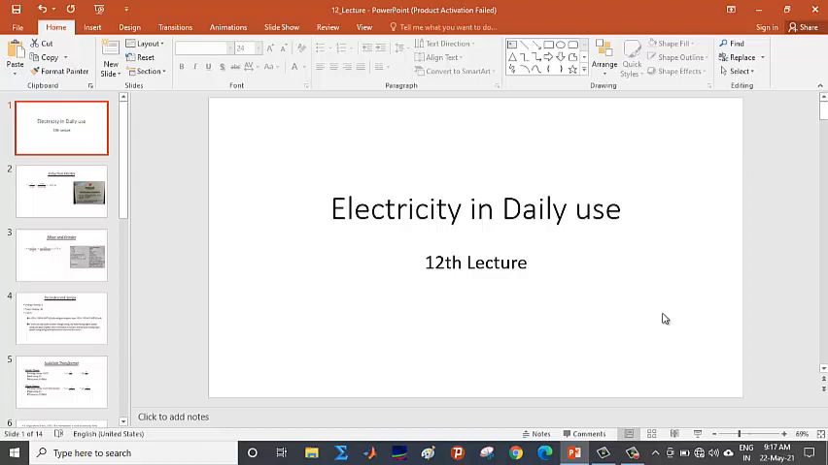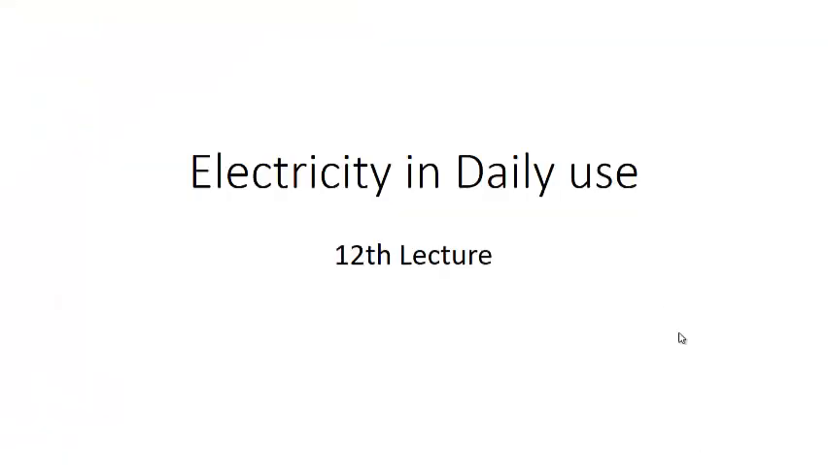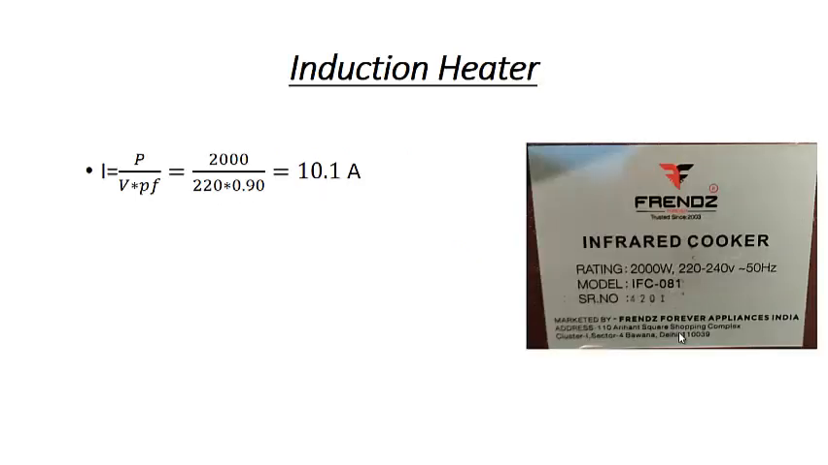This lecture will be the continuation of the previous lecture, that is, the different features of the electrical appliances or equipments. So I'm again here discussing the induction heater. In the previous lecture, I haven't mentioned the power factor. Here I mention the power factor, and P given over here is 2000 watt, and the rated voltage is 220 to 240. I'm using 220 volt just to calculate the worst case condition, and power factor I will be taking as 0.9, so it comes out to be 10.1 amperes.